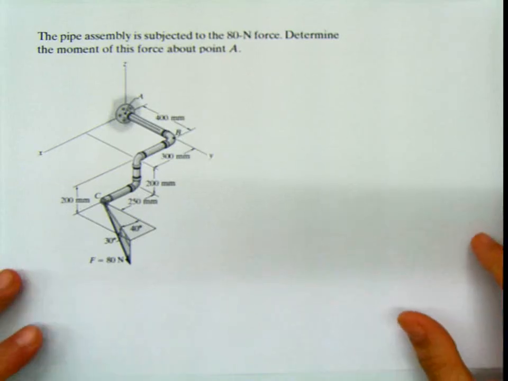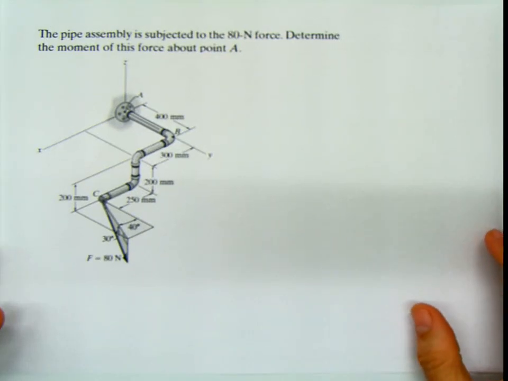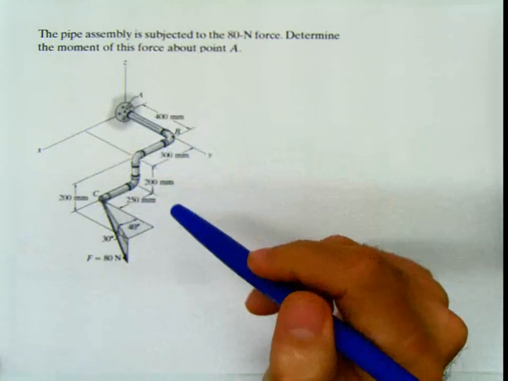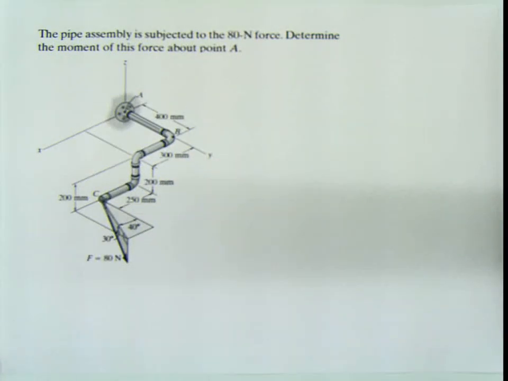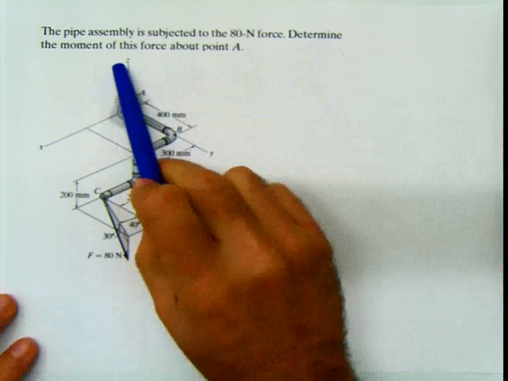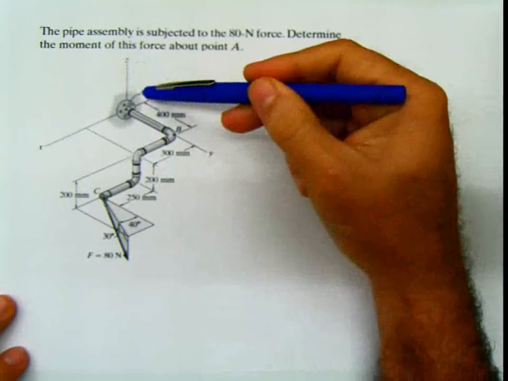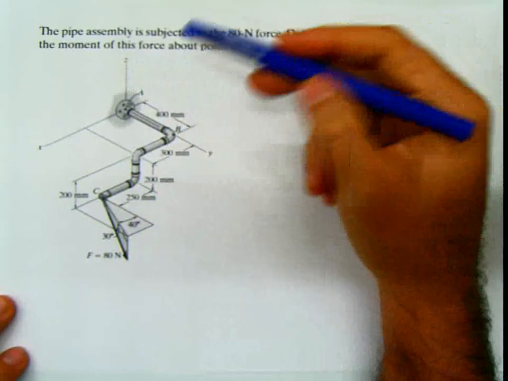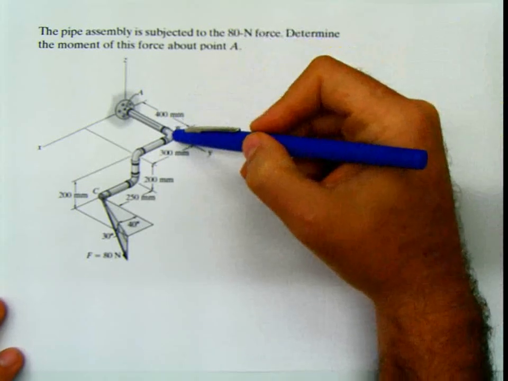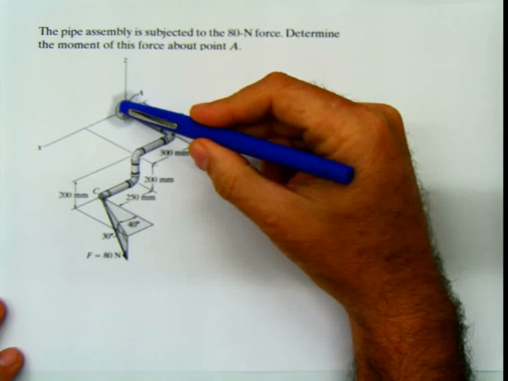Today I'm bringing you a couple more examples. We're gonna start with this example, which deals with moment in 3D. It says the pipe assembly is subject to an 80 Newton force, and determine the moment of this force about the point A. There's a similar problem that asks you to determine the moment about point B, but we're gonna do it about point A.